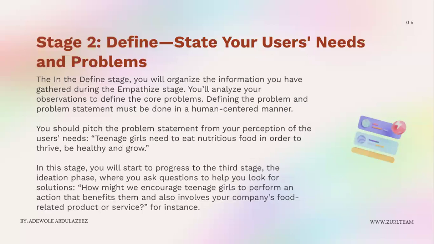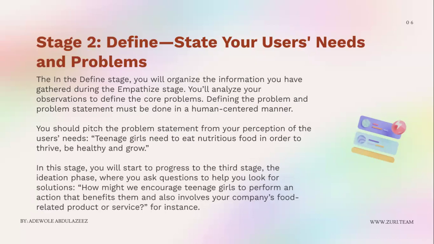In this stage, we start to progress to the third stage. Gradually, by completing this stage, you start to enter into the third stage, which is the ideation stage, where you ask questions to help you look for solutions. Part of the questions you might ask is, how might we encourage teenage girls to perform an action that benefits them and also involves your company's food related product or service? Remember we said, take for example, the person is working with a food production company. So part of the questions you might start to ask yourself is, how might we encourage teenage girls, right?